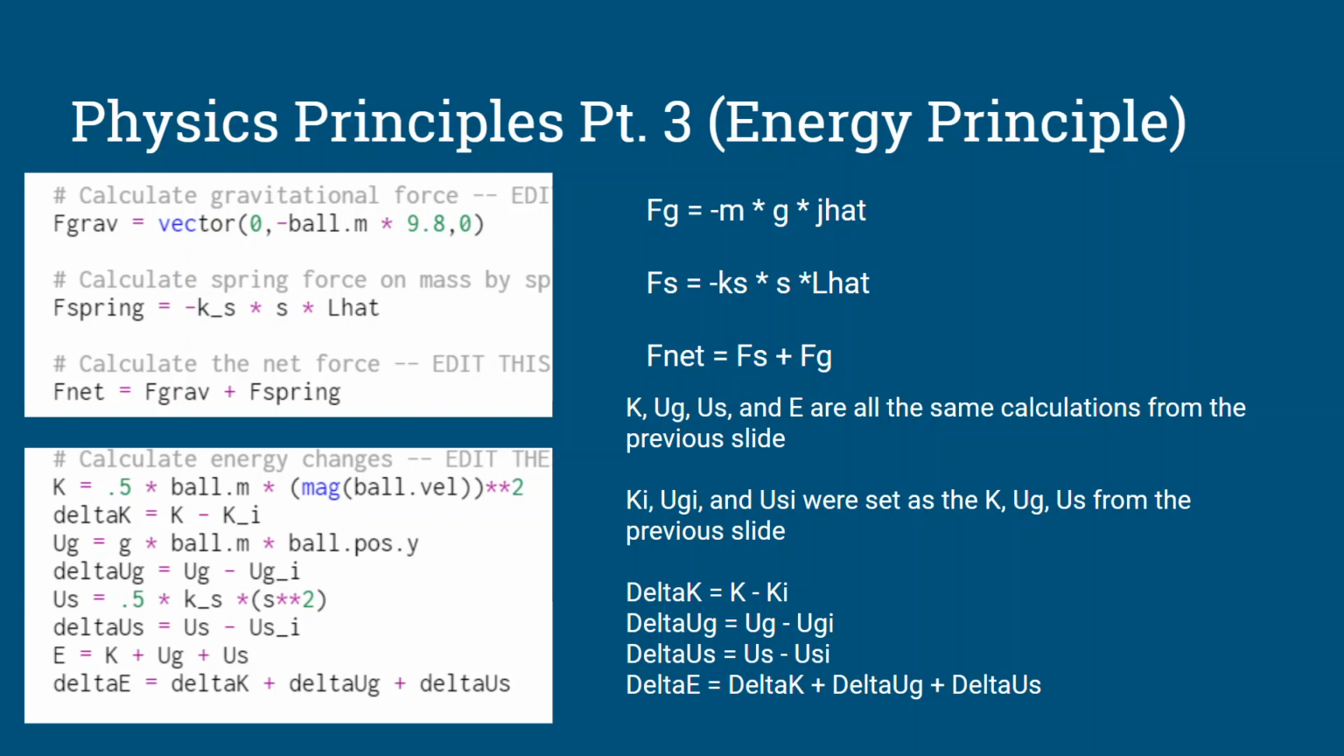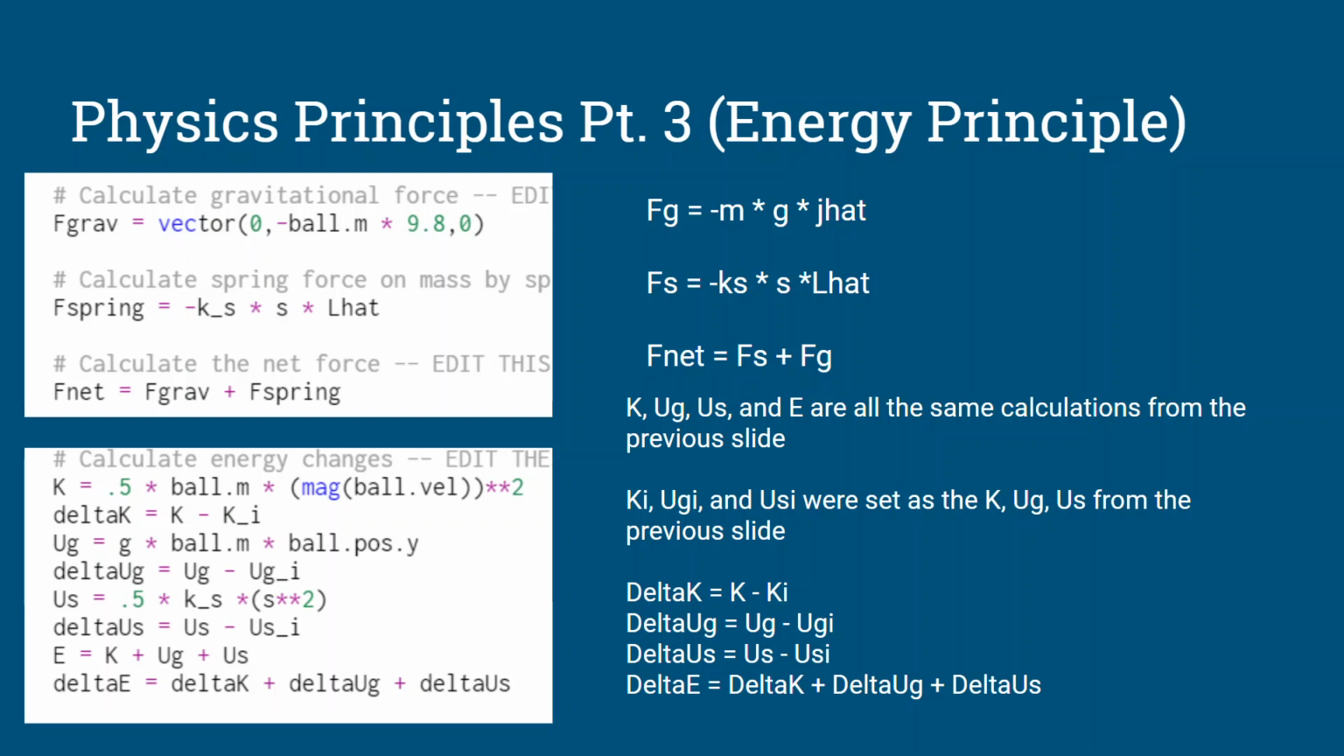The K, UG, US, and E are all the same calculations stated from the previous slide. And then the KI, UGI, USI are all the K, UG, and US from the previous slide because we are now having to initialize them while they run in our while loop to calculate out the different delta Ks, delta UGs, delta US, and overall delta Es that we are getting from our data.